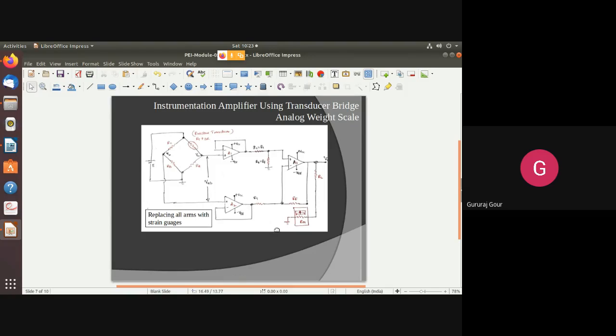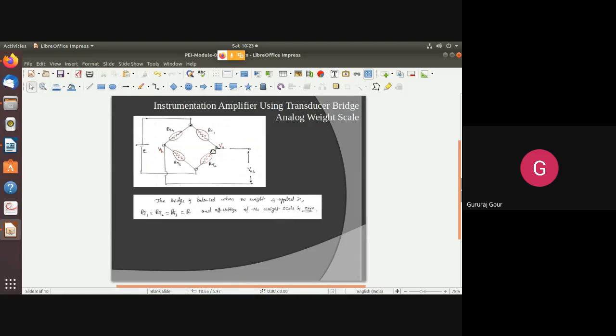Understanding, no? So that is happening there. It is in this form: RT1, RT2, RT3, and RT4. Initially, we'll assume that the bridge is balanced. Sorry, the bridge is balanced when no weight is applied. That is the normal case. As usual, with no weight, the bridge is balanced, and we'll assume that RT1 equal to RT2 equal to RT3 equal to RT4 equal to R. Hence, the output voltage of the weighing scale is 0.